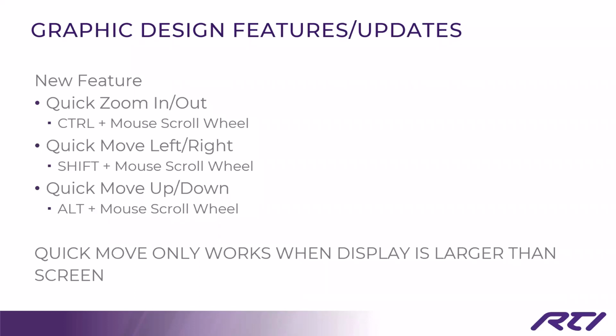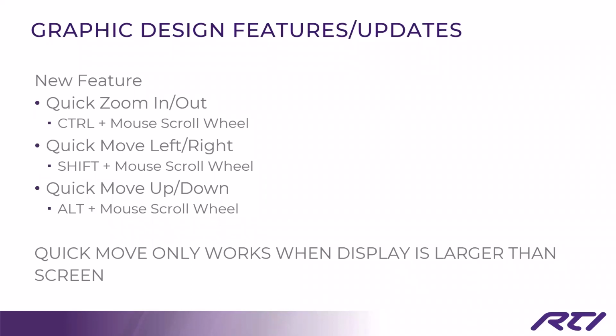The other one is being able to move from left to right or up and down. Now, this is only going to take place if you have that selection or that display and it's larger than the screen you're working on at that point. And again, I'll show you both of these in just a moment here. But being able to hold Shift and then use that scroll wheel will move it left to right, and then alternatively, the Alt button plus mouse scroll wheel will move it up and down.